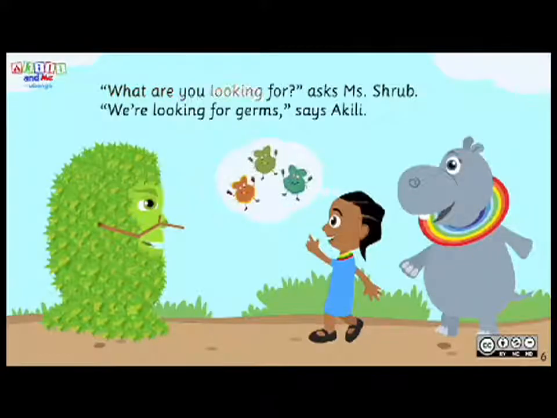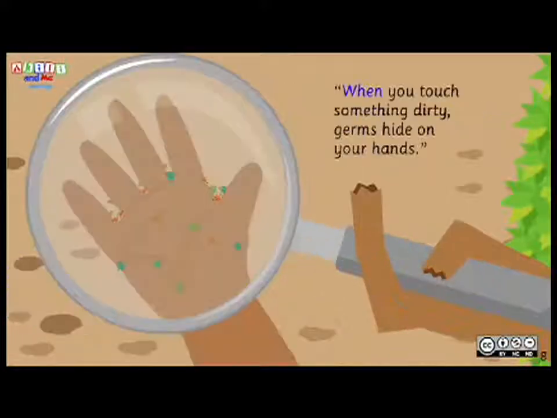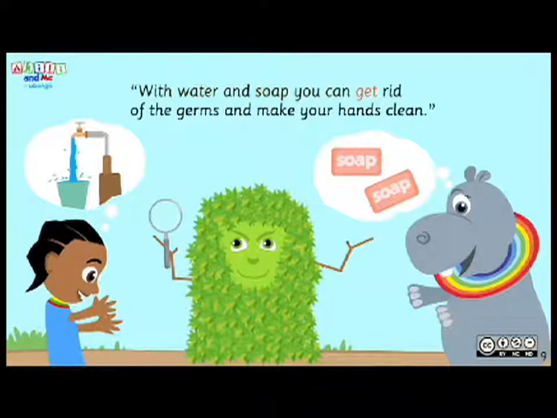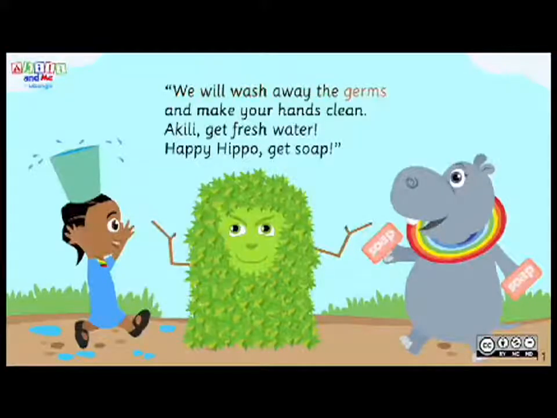What are you looking for? Asked Miss Shrub. We're looking for germs, says Akili. Germs? Germs are everywhere. They are so tiny that you can't see them with your eyes. When you touch something dirty, germs hide on your hands. With water and soap, you can get rid of the germs and make your hands clean. You must wash both sides of your hands, under your nails, and between your fingers. We will wash away the germs and make your hands clean.